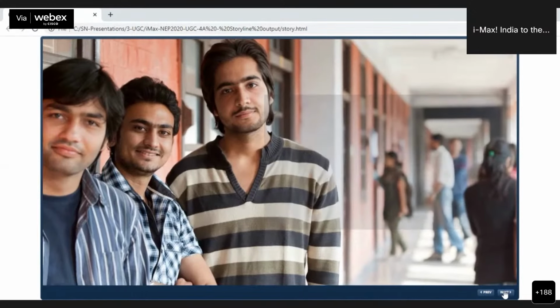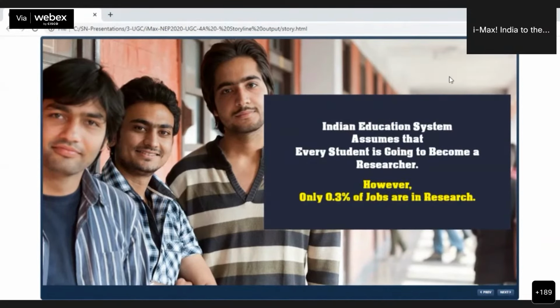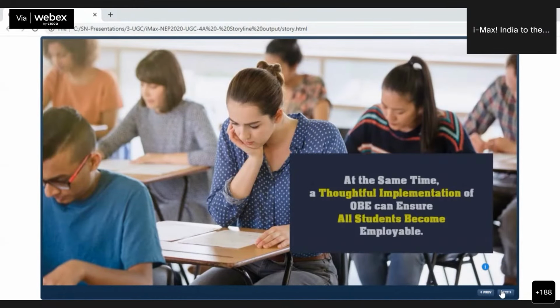So I am going to come to certain important points here. When we speak about the educational system, all employers, all parents, they all say that there is something missing. Now let us see what all those somethings are and how we can diagnose that and how we can improve upon that. One important point here is that, because of the PhD, because of the paper presentation, the Indian education system assumes that every student is going to become a researcher, but only 0.3% of jobs are in research. So what are the rest of the people going to do?